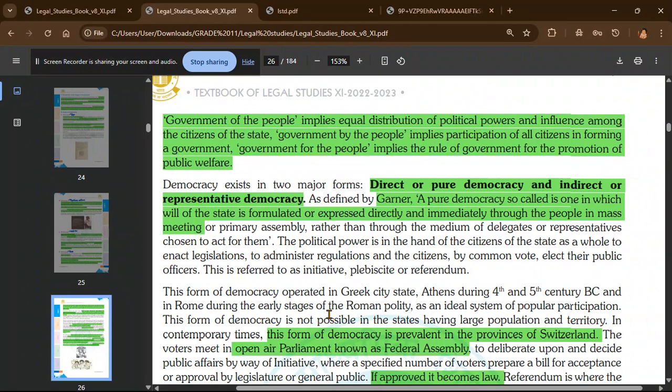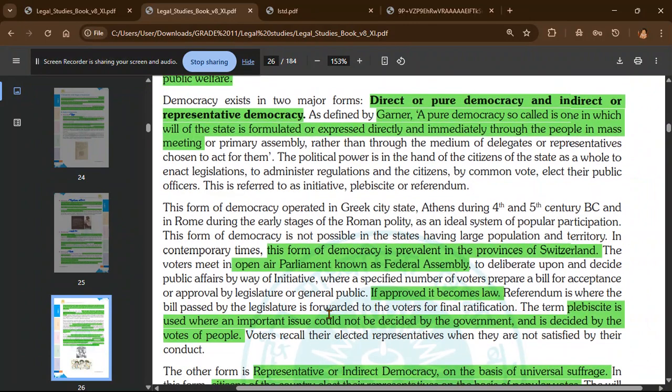So now, as in sovereignty, we had two types, the same way in democracy we have two types: direct or pure democracy, and indirect or representative democracy. So in the exam, if you get an MCQ, you must note that if they say pure democracy, you should not get confused. Pure democracy is nothing but direct democracy, and representative democracy is nothing but indirect democracy. So J.W. Garner said a pure democracy is one in which the will of the state is formulated or expressed directly or immediately through the people in mass meetings.